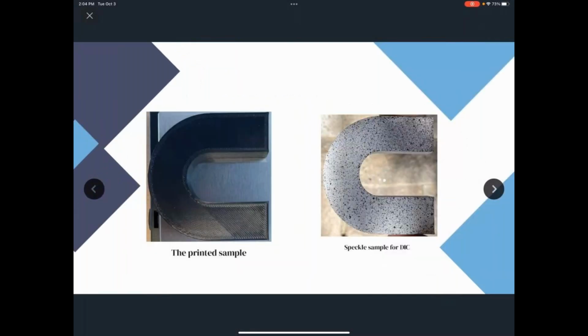This is the printed sample as well as the speckled sample for the digital image correlation. The picture shows our sample that we got from printing. The second one is the speckled sample, which we got ready for the digital image correlation.